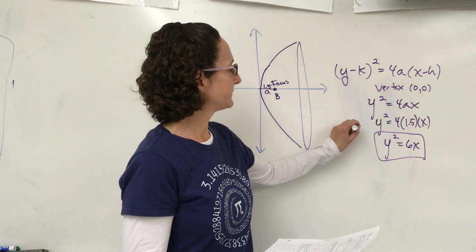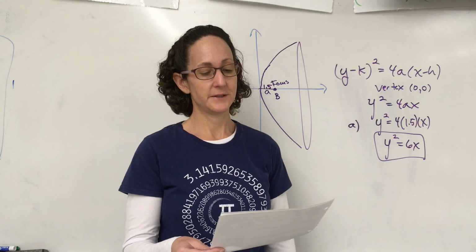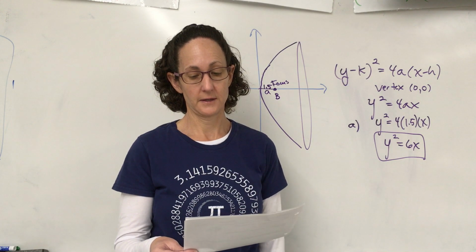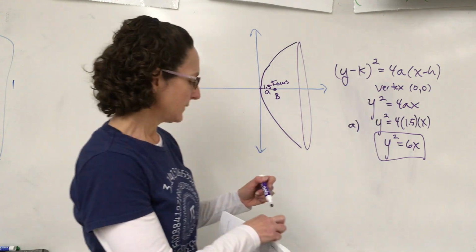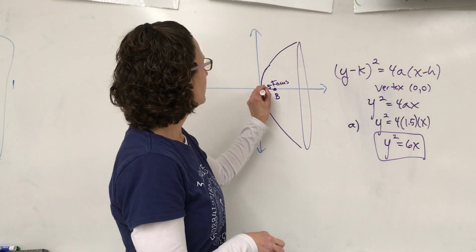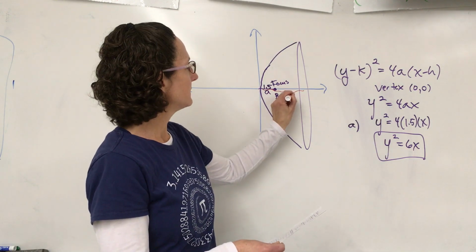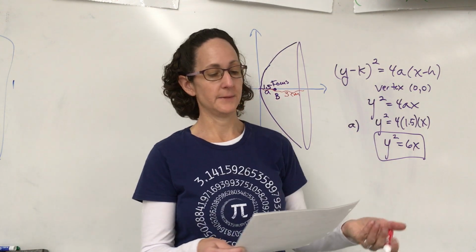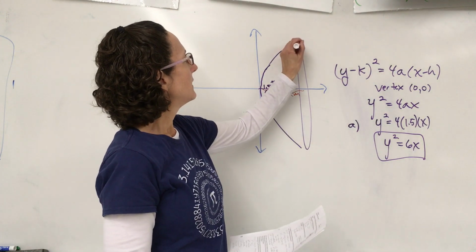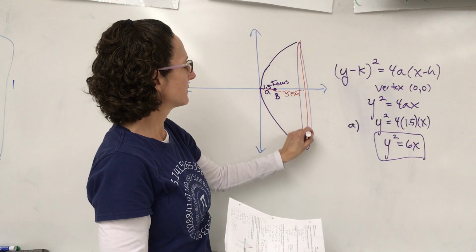So that's part A. Okay. Then it says, if the flashlight is 3 centimeters deep at the vertex, how wide is the opening of the flashlight? Okay. So 3 centimeters deep at the vertex means that this distance right here is 3 centimeters. And they want to know how wide this is. So they want to know this distance, okay?